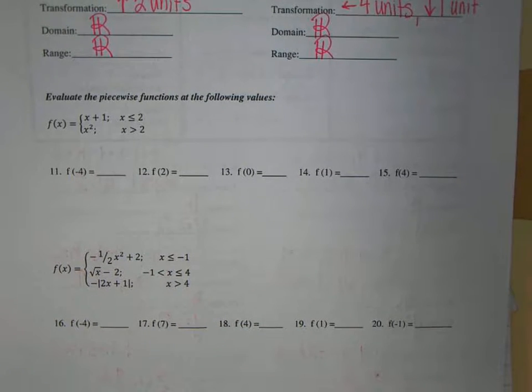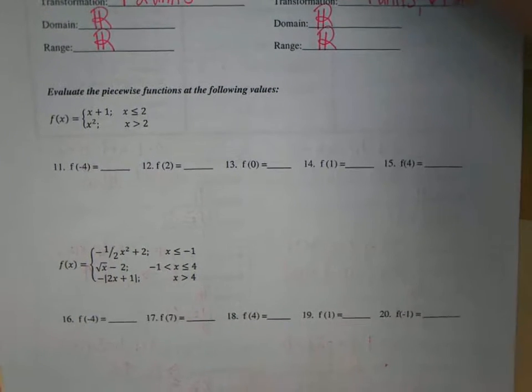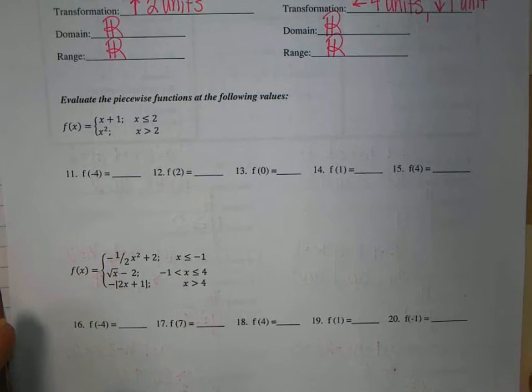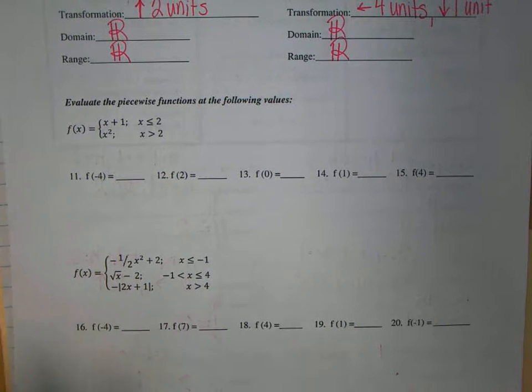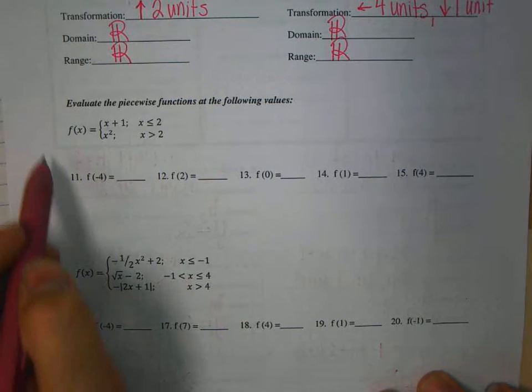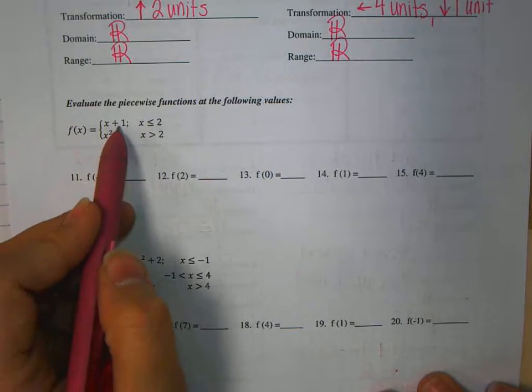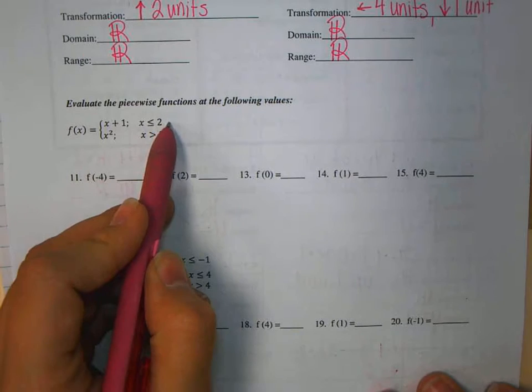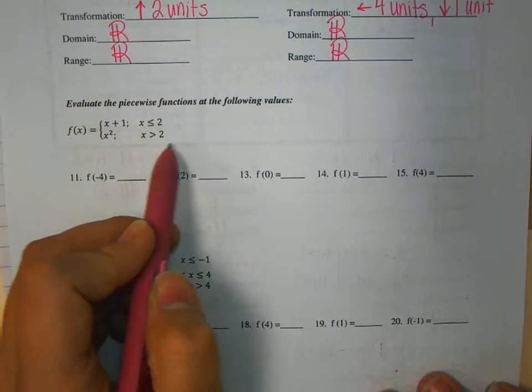Alright, so for the second section of your study guide, these were piecewise functions, and we had to evaluate these piecewise functions. So you're looking at what you're given, and you have to see which inequality it fits in order to know which function you're going to use. So for number 11, we're working with this function. We've got x plus 1 when x is less than or equal to 2, and we've got x squared when x is greater than 2.